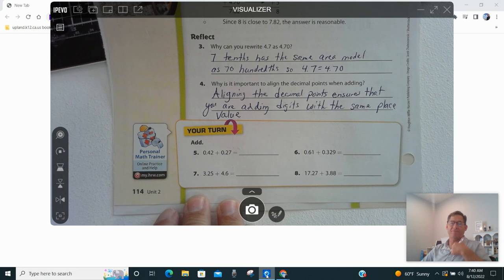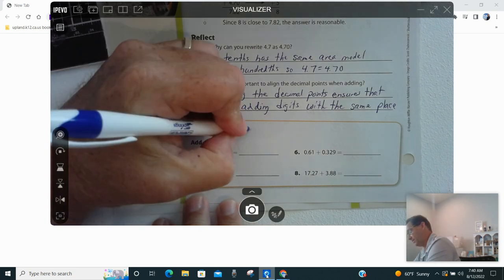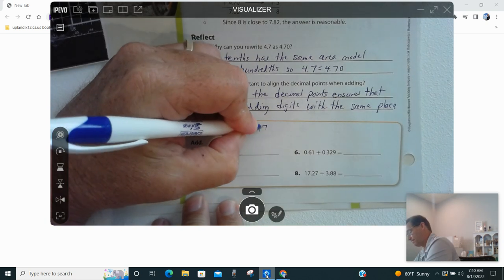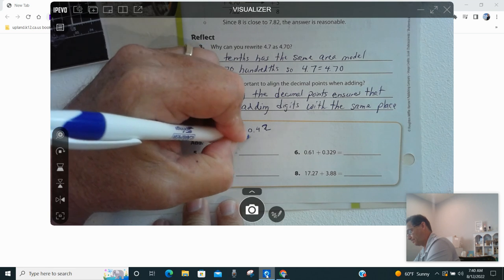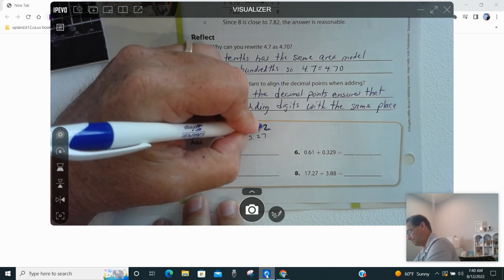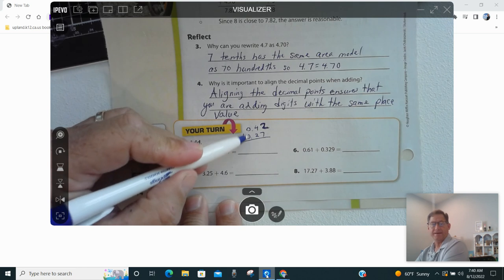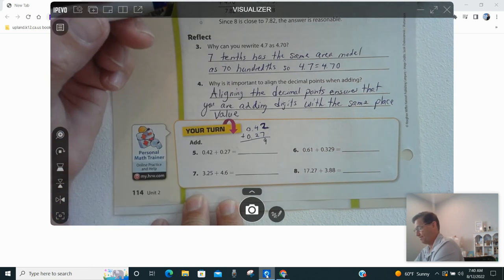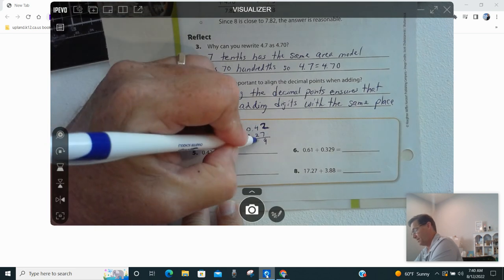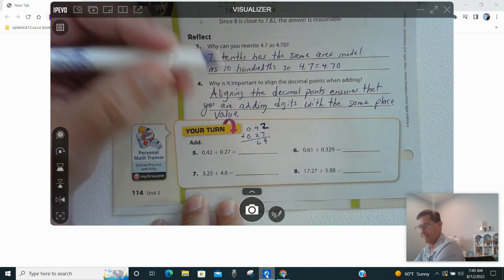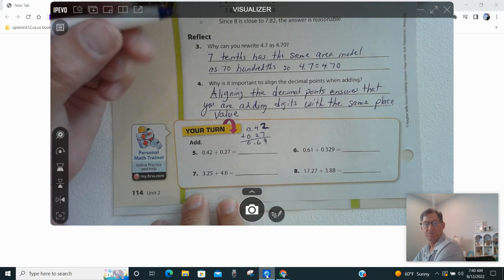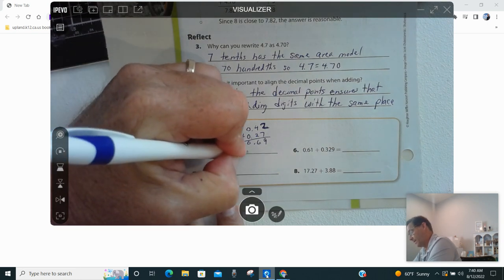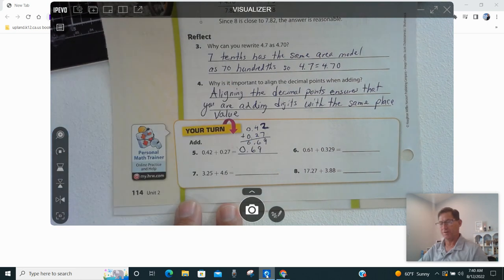All right, so let's add 42 hundredths and 27 hundredths. Okay, so line up the decimal points and then add right to left. 9 hundredths, 4/10 plus 2/10 is 6/10, and 0 ones plus 0 ones is 0, so 69 hundredths.